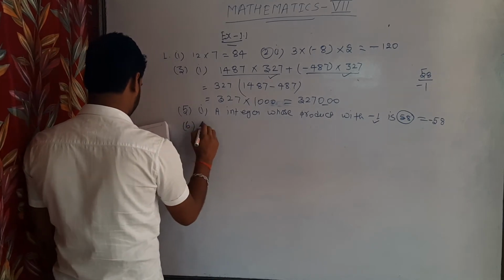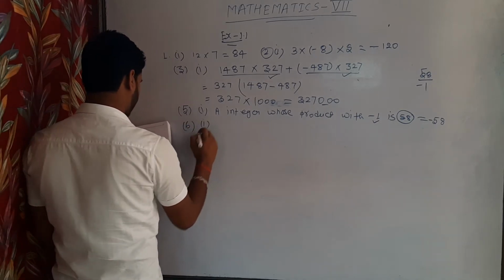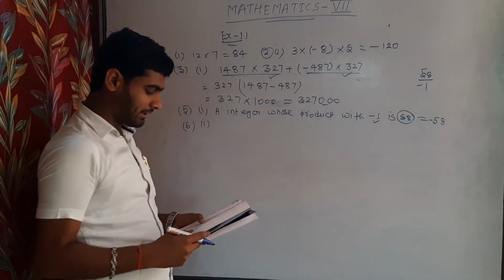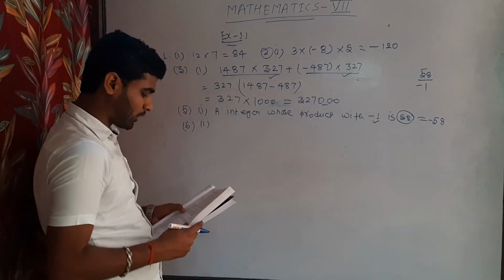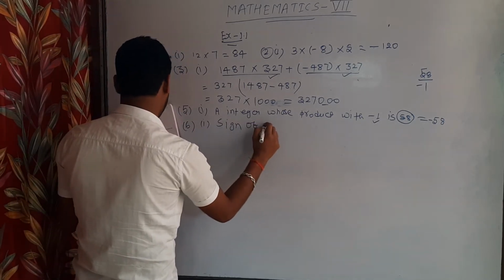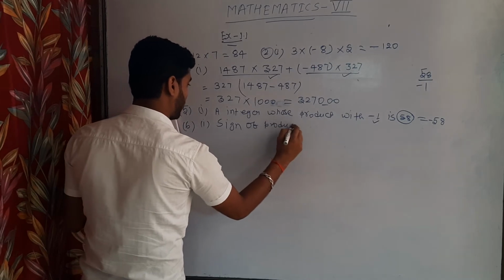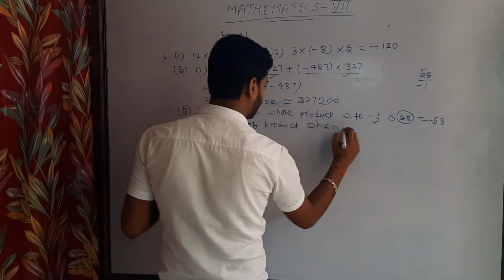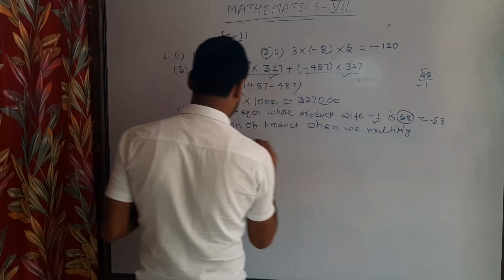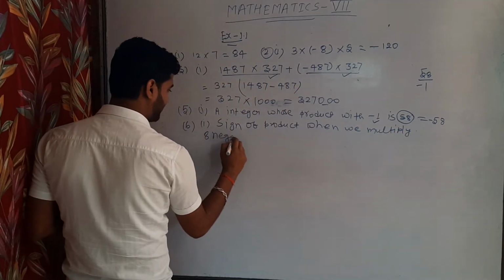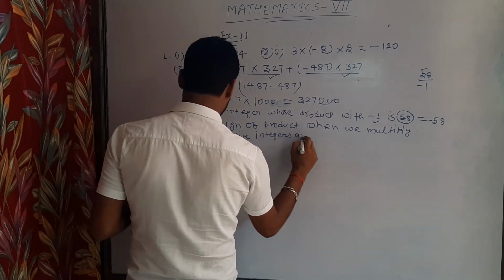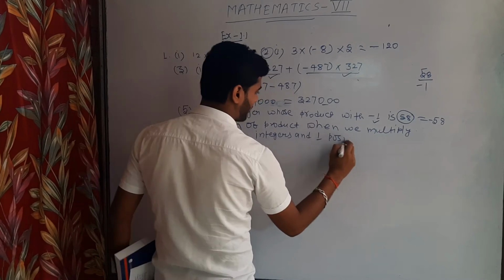6. First, what will be the sign of the product if we multiply together 8 negative integers and 1 positive integer? Sign of product when we multiply 8 negative integers and 1 positive integer.